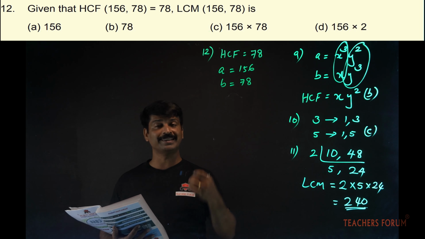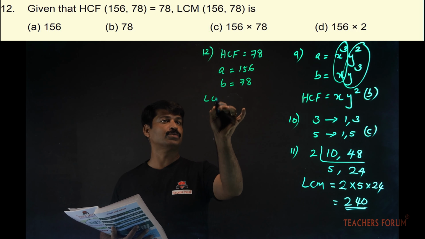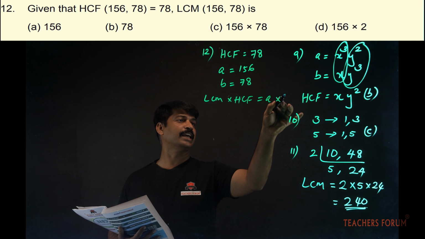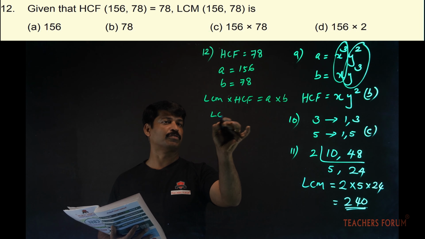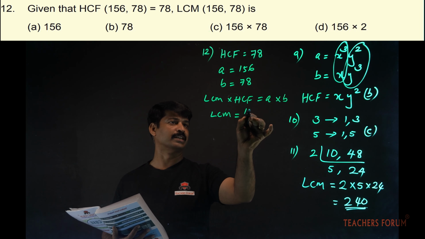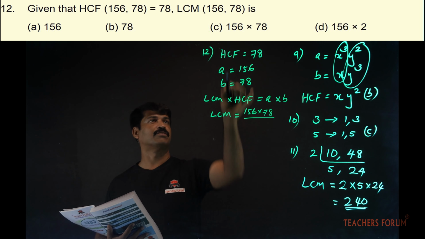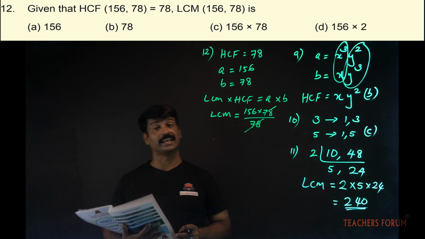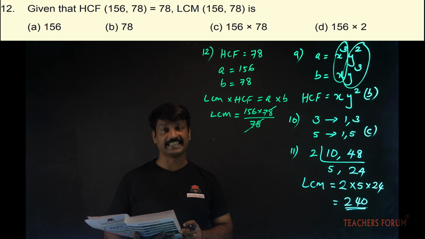You know the relation between LCM, HCF and the given two numbers. You know that LCM into HCF is equal to the product of the two numbers, A into B. You are given A, B and HCF. You have to find out what the LCM is. LCM is equal to A into B, that is 156 into 78, divided by HCF. What is HCF? That is 78. So when you divide, you will be getting LCM as 156. So what's the correct option? The correct option is option A.